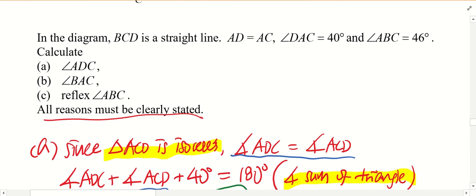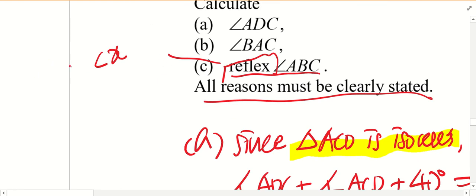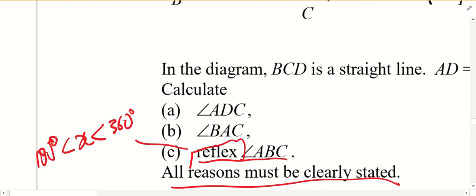We are interested in finding out the reflex ABC. Hang on, what does reflex mean? Let's recap. Reflex means that any angle, let's call it X reflex, is bigger than 180 degrees but not including, and smaller than 360 degrees but not including. A super huge angle. So let's take a look.